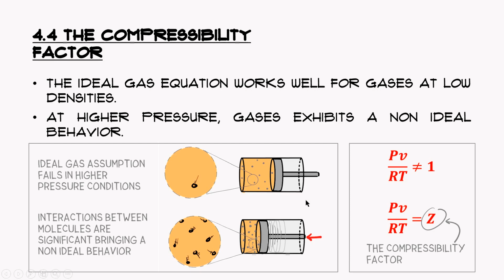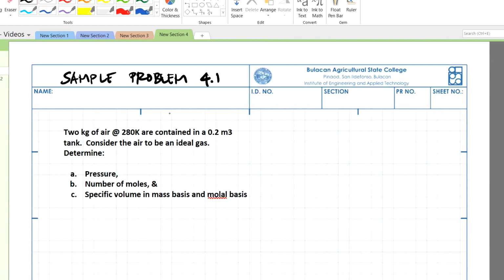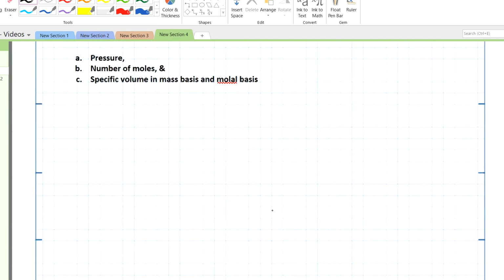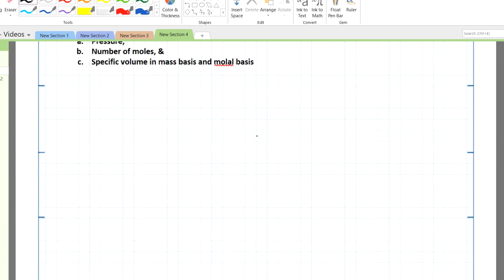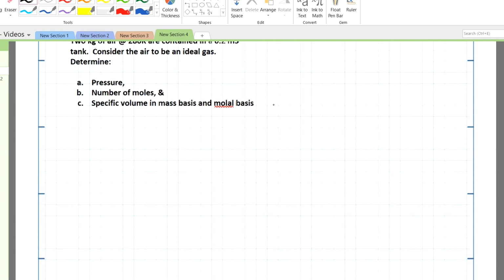Okay, so now let's have a sample problem for this. For our first sample problem, it says 2 kg of air at 280 Kelvin are contained in a 0.2 cubic meter tank. Consider the air to be an ideal gas and determine the following: the pressure, the number of moles, and the specific volume in mass basis and molal basis. This problem is taken from one of our reference texts by Sanchel and Bowles, 2024.